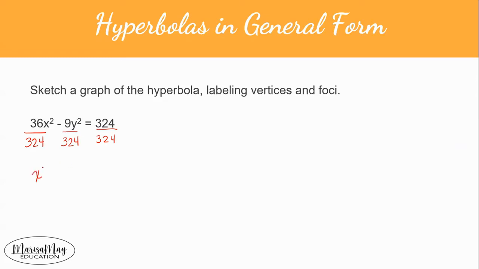Now, when you reduce 36 over 324, you're going to get 9. And when you reduce 9 over 324, you're going to get 36. Pretty nice for us here. So now let's go to the graph.